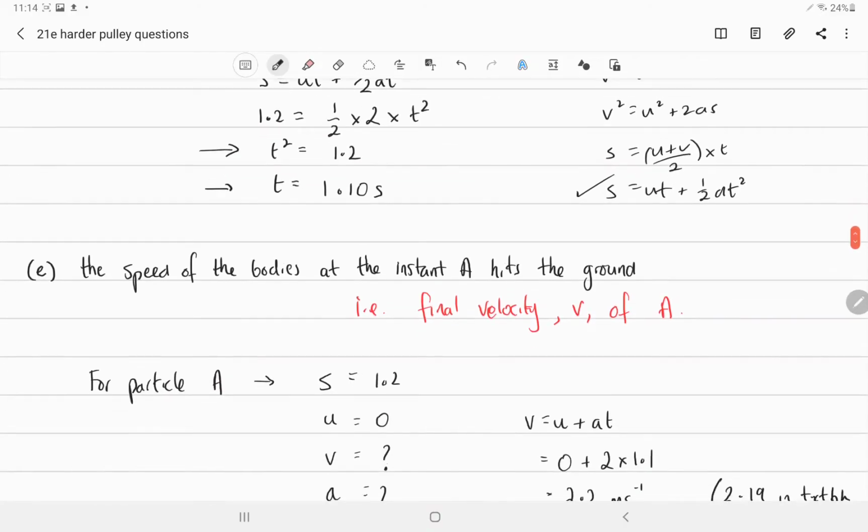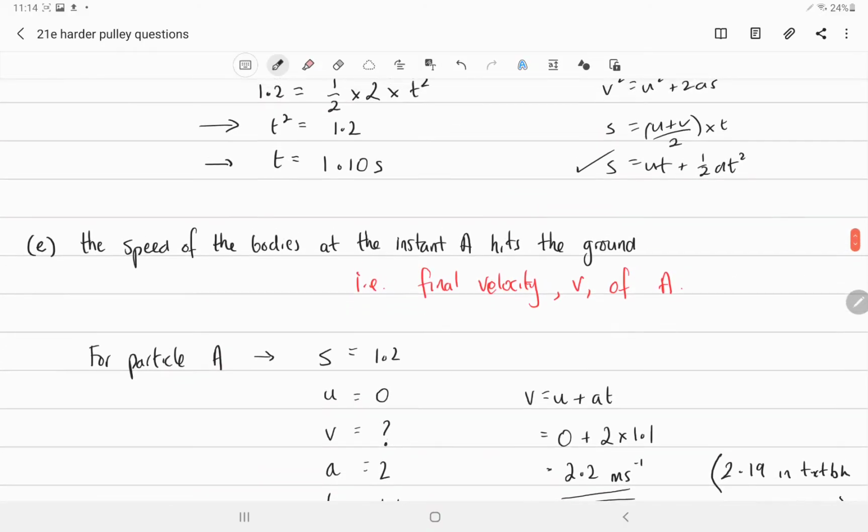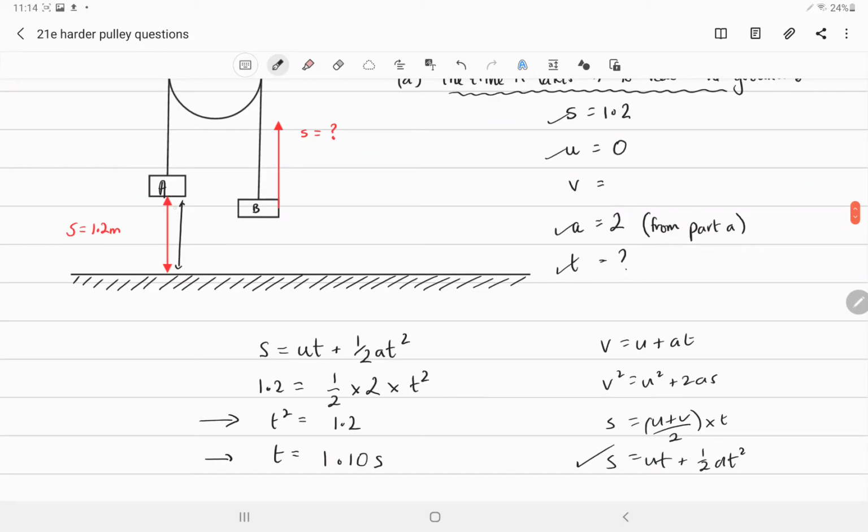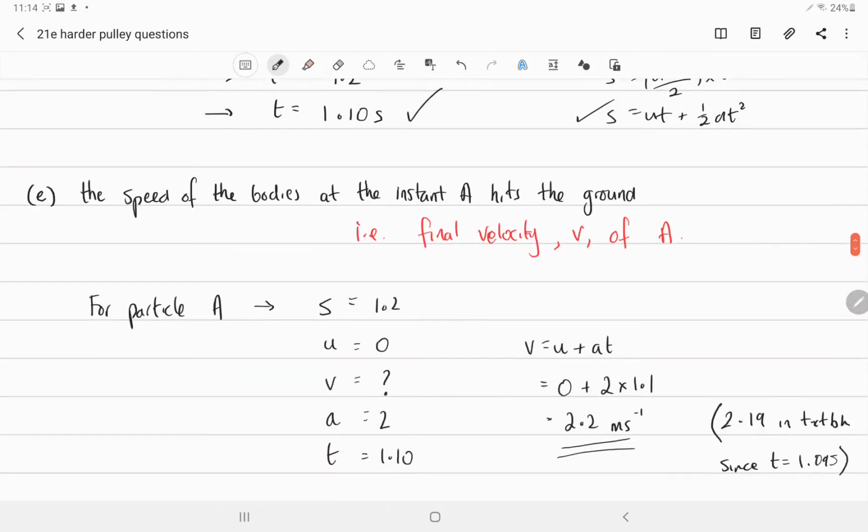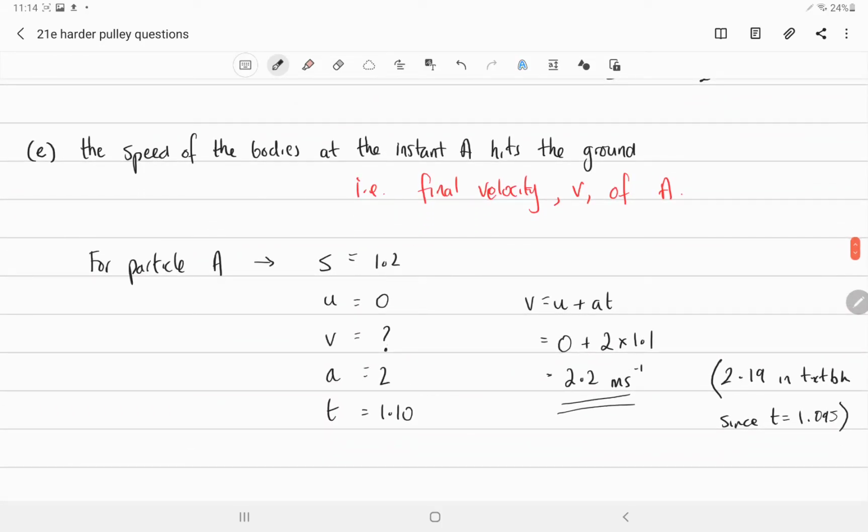So the next part is the speed of the bodies at the instant A hits the ground. A is going to fall this distance, 1.2 meters. It's going to take 1.10 seconds. What is its final speed? And bear in mind that it's going to be the same speed as B, so at that instant A and B will have the same speed. But we're just going to focus on A, the final velocity of A whenever it hits the ground.